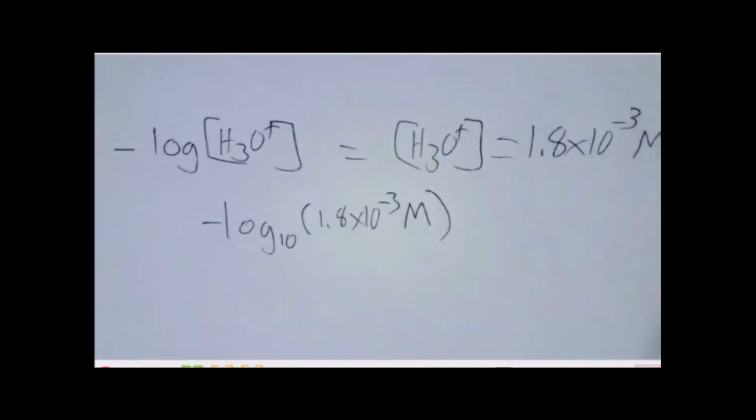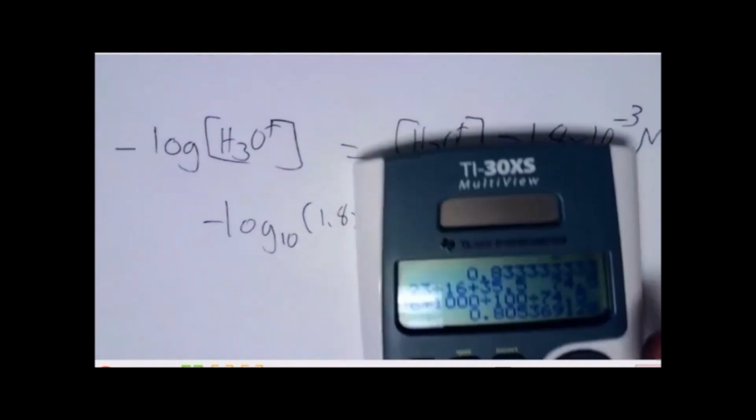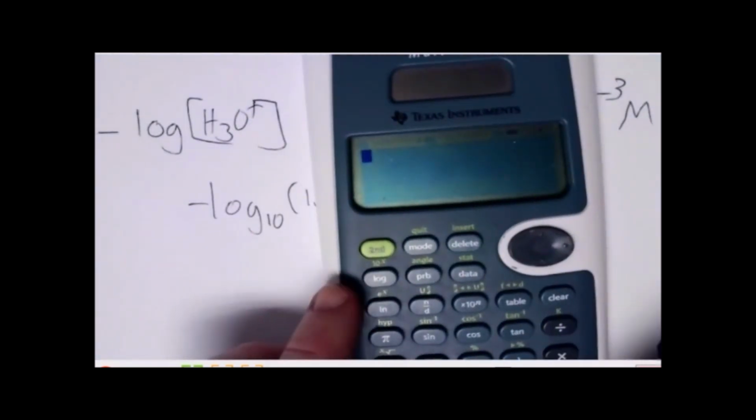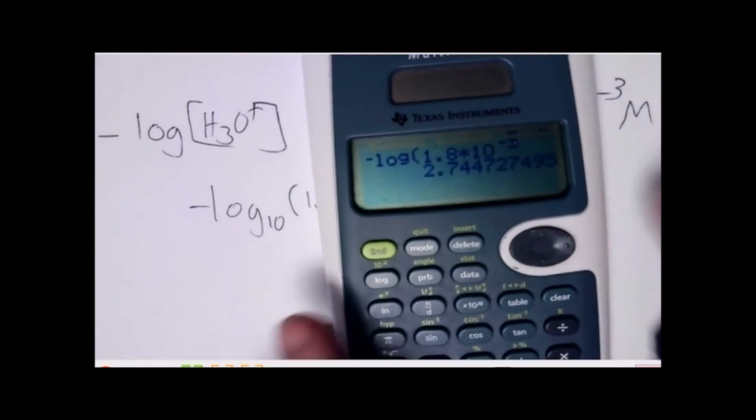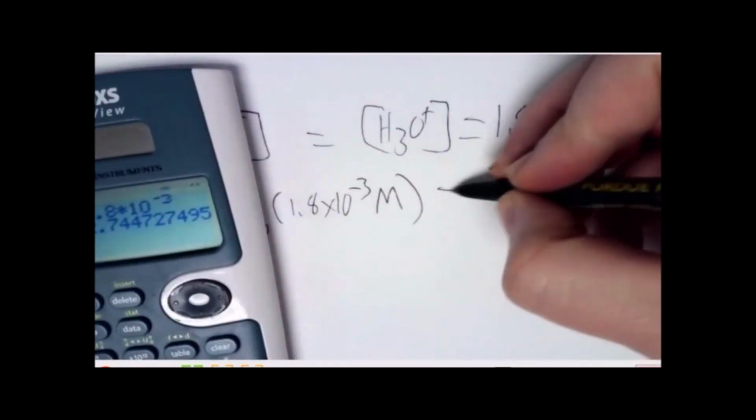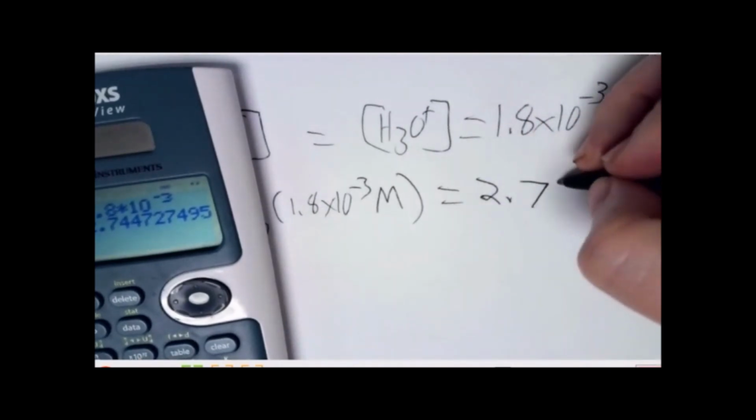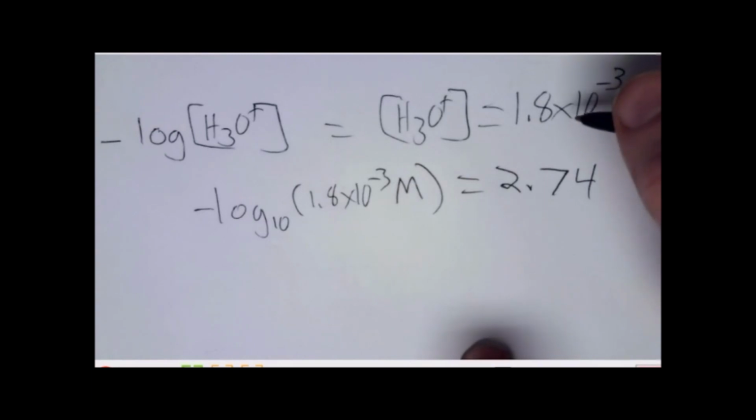Doing that, most logs are base 10 logs, by the way. So if I do that, I'll say negative log of 1.8 times 10 raised to the power of negative 3. Our pH of that situation would be 2.74. That's our pH.